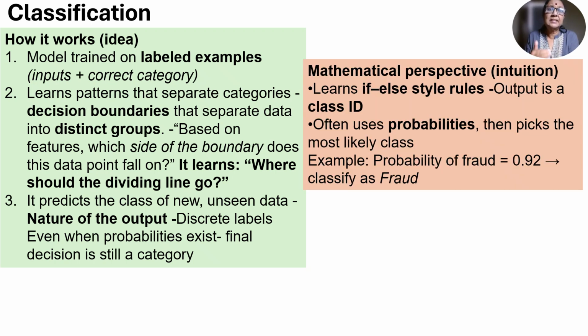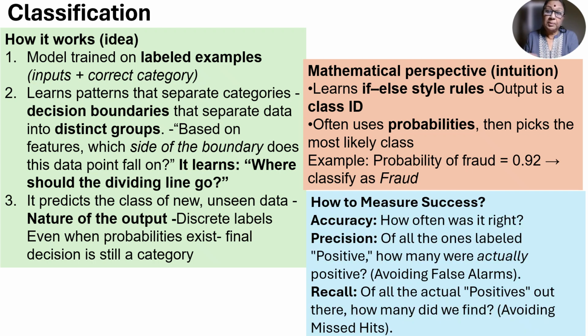So mathematically it is like having an if then else rule, and often even if you use probabilities, it picks the most likely one. See, if the probability of fraud, for example, is 0.92, we will say that it is fraud.